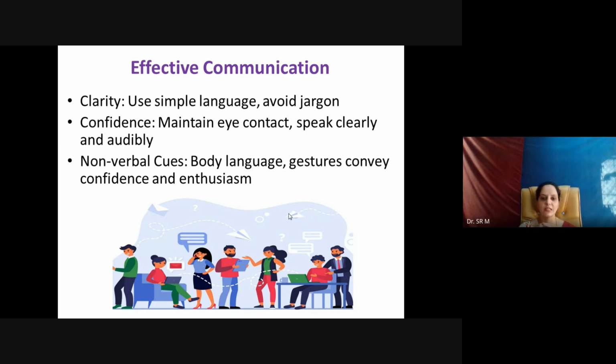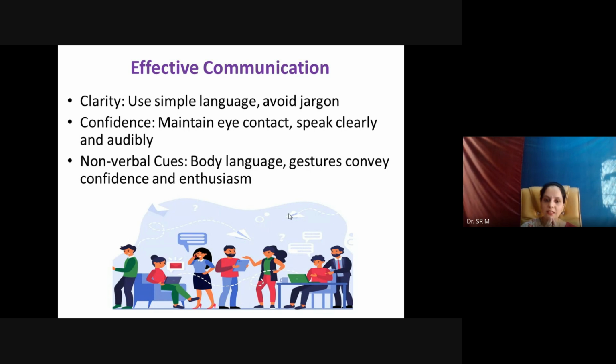Say in a biology lecture, when you are discussing cellular respiration, this is the concept we are trying to discuss. The educator explains the concept using simple language and relatable examples. So instead of delving into complex biochemical pathways, try to compare this process of cellular respiration to how humans breathe. Try to compare it, right?